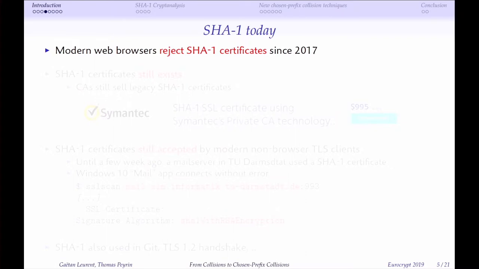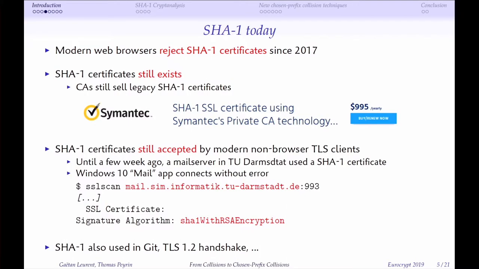So what's the status today? Well, it's been broken for 15 years, so you should expect that it's not really used anymore, right? And the good thing is it's actually not used anymore in web browsers. They reject SHA-1 certificates since 2017, so they took a long time, but now they do. The bad news is there's more than web browsers in security, and in some applications you still use SHA-1.